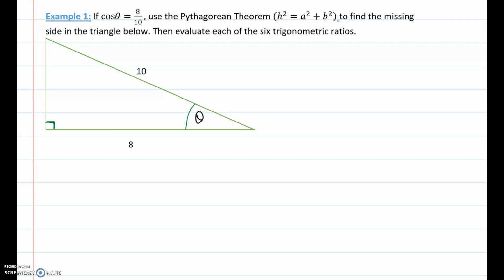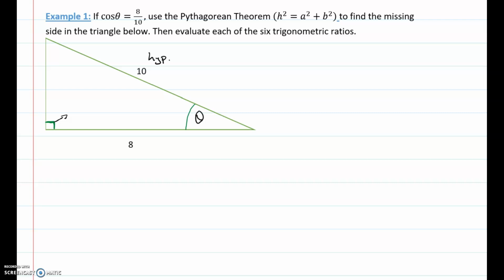Hello, this is our first example on trigonometry. With trigonometry, the first thing you have to do is identify exactly where the right angle is. And the right angle is here, so the side that the right angle points towards is the hypotenuse, and that's always the longest side. Okay, so we'll label that as the hypotenuse.